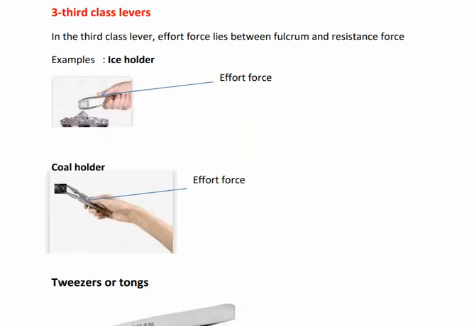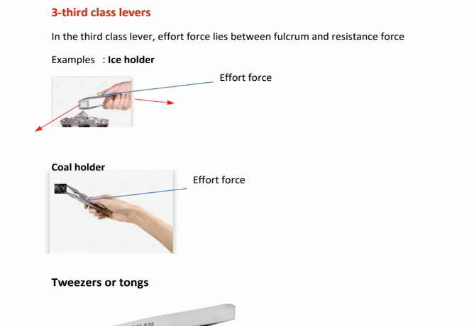Now the turn of the third class lever. In the third class lever, the effort force lies between the fulcrum and the resistance force. Example, ice holder. Look, the part which you hold the ice with is the resistance. The effort force is in the middle because the man holds it with his fingers from the middle, and the last part is the fulcrum.